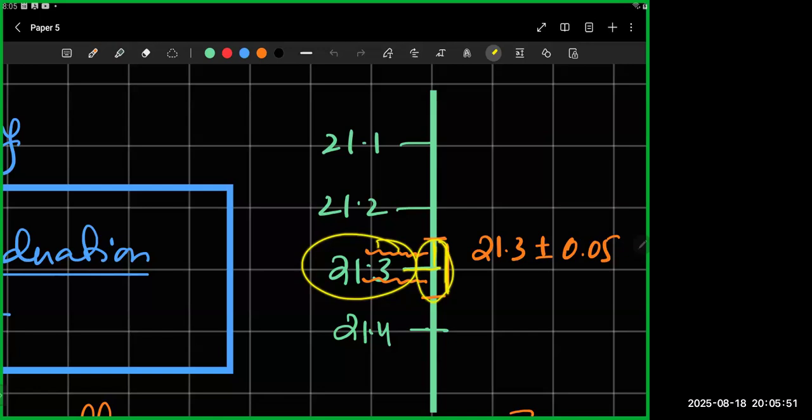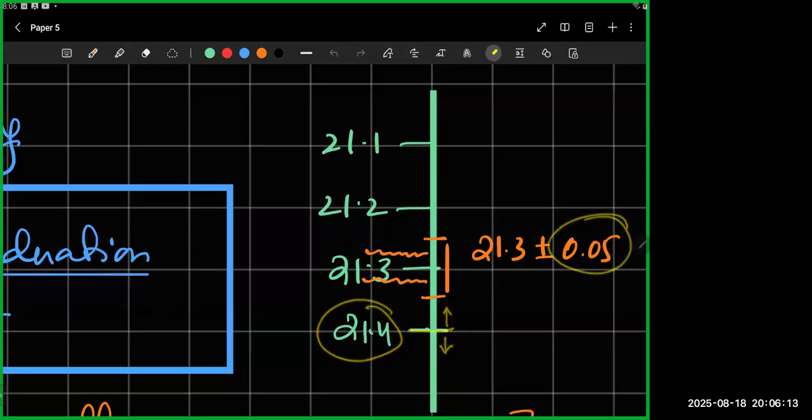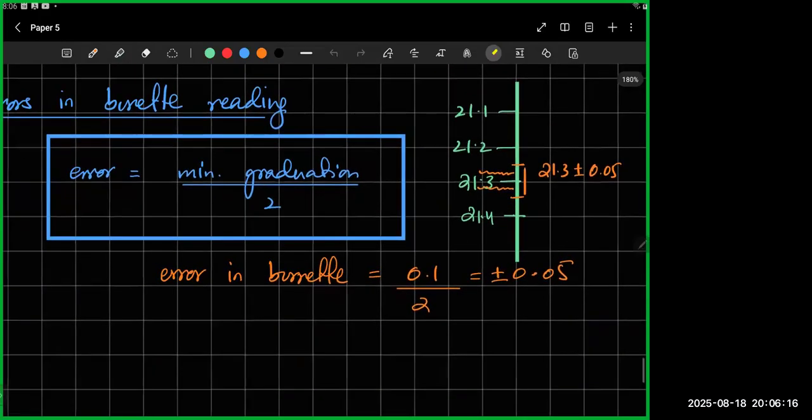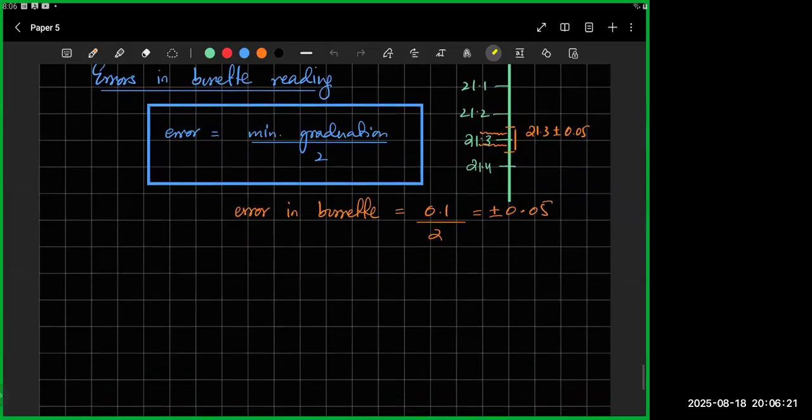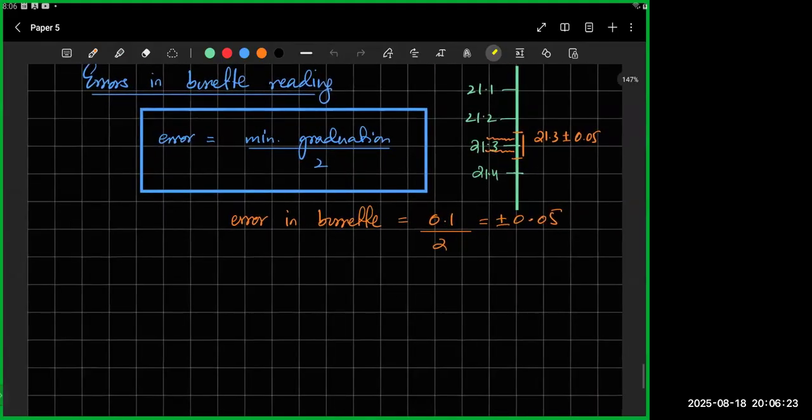that could be classified as 21.3 because 21.3 is the closest to it. तो इसका मतलब है, error in any value, if somebody says 21.4, इसका मतलब ये नहीं है कि it's exactly 21.4, it means it could be slightly higher than 21.4 or it could be slightly lower than 21.4. So it's the smallest graduation divided by 2. ठीक है, that is your error in any apparatus.